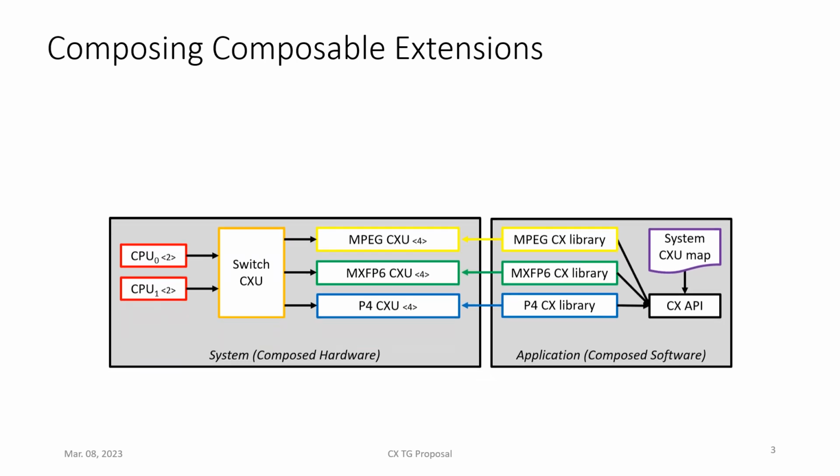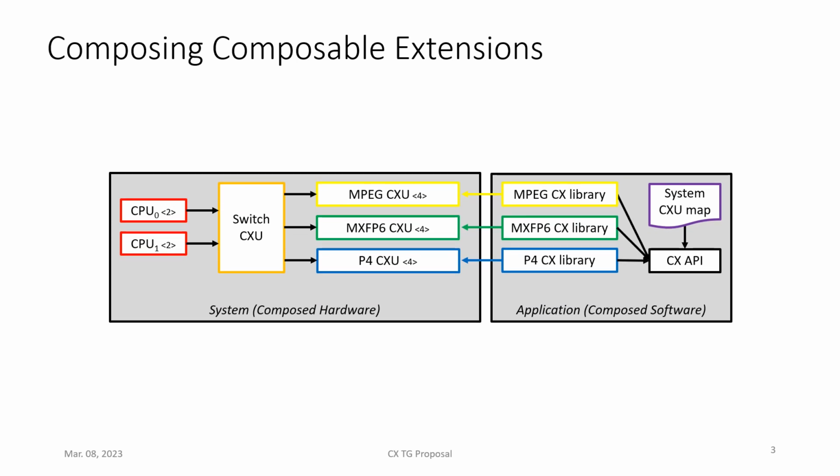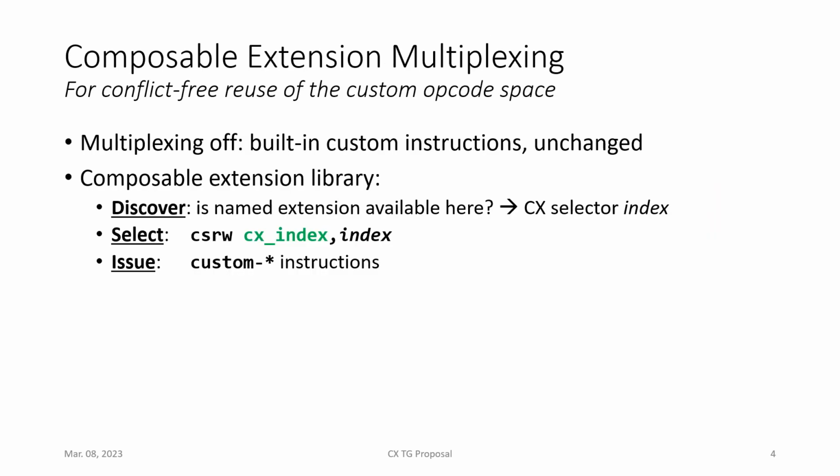Then at runtime, each of the application's MPEG, MXFP6, and P4 libraries use the CX Runtime API to discover whether their extension is available and then select it prior to issuing its custom instructions. By first selecting the Heart's current extension, each extension can use all of the custom opcode and CSR space, conflict-free. The linchpin of our proposal is a new extension to multiplex the custom opcode space, enabling unlimited conflict-free reuse of these opcodes. Here's how it works.